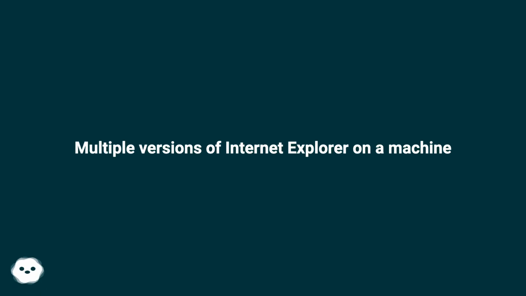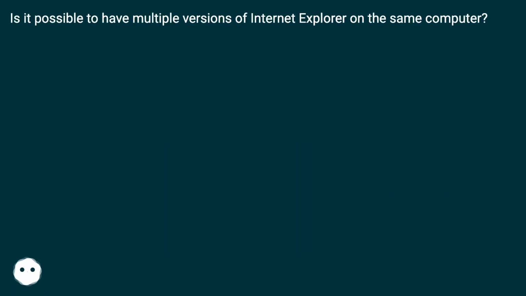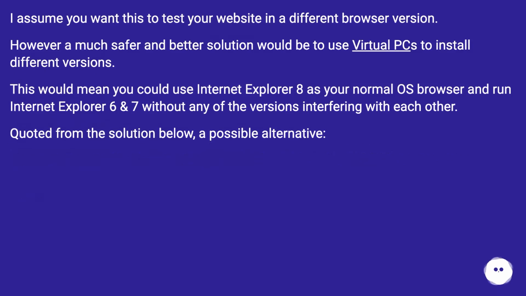Multiple versions of Internet Explorer on a machine. Is it possible to have multiple versions of Internet Explorer on the same computer? I assume you want this to test your website in a different browser version. However, a much safer and better solution would be to use Virtual PCs to install different versions.